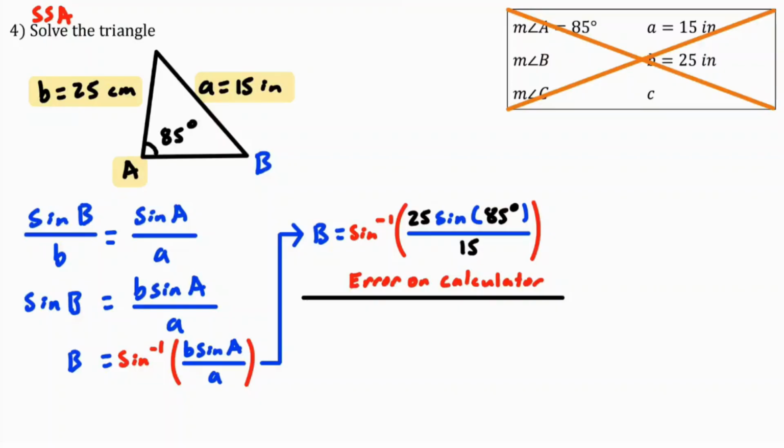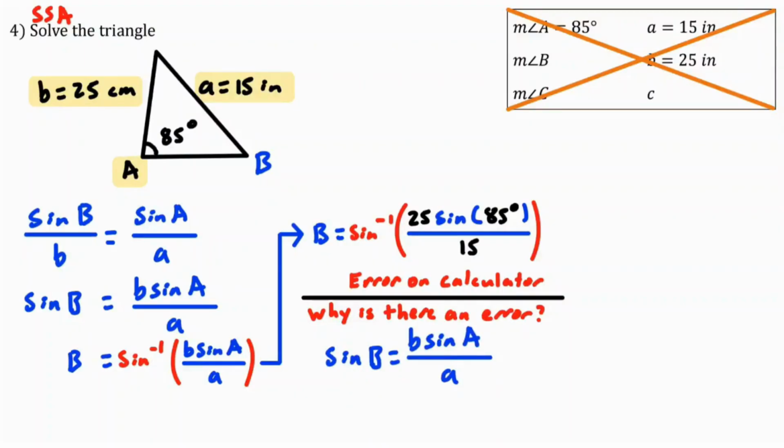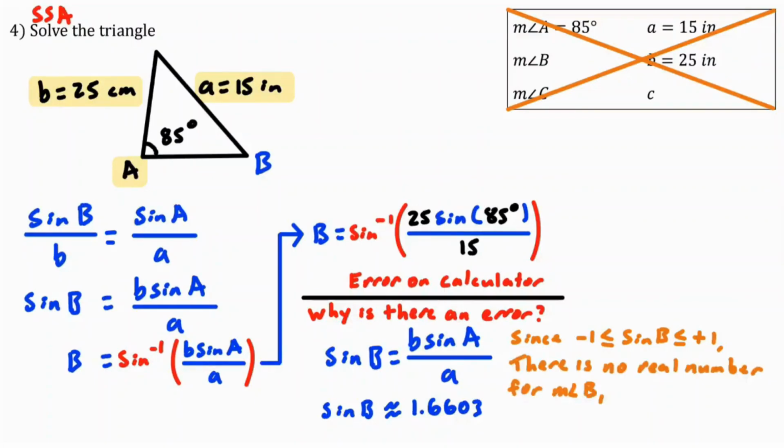So let's look at why there is an error. Well, let's look back at sine of B equals B sine of A over A. If we type in B sine of A over A with those values in, we get sine of B to be about 1.6603. Sine of B is 1.6603. Well, sine of B is always going to be between -1 and 1. And since we get 1.6603, which is greater than 1, there is no real number for measuring angle B. Therefore, there should be no such triangle. Sometimes we're given information that just does not make sense. It's up to you to interpret it.